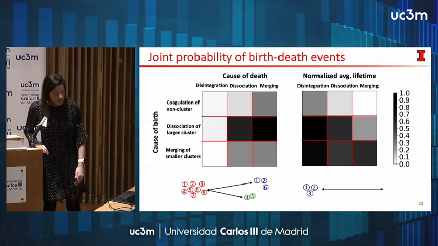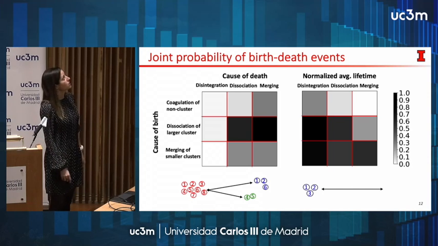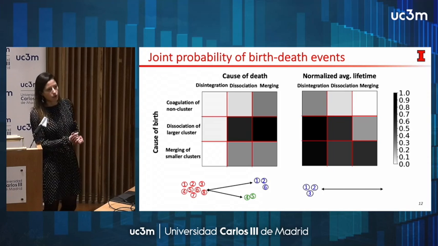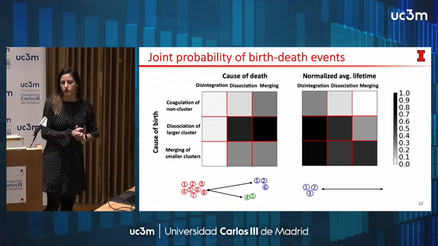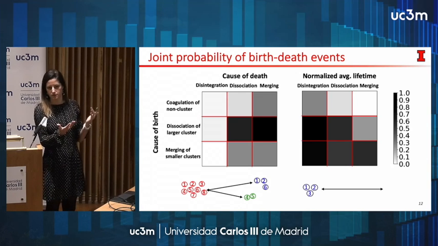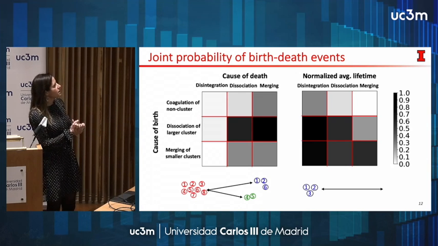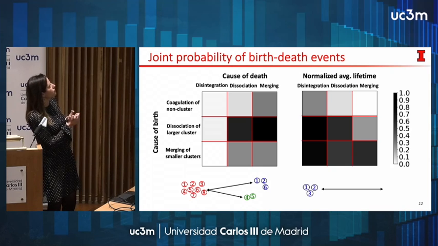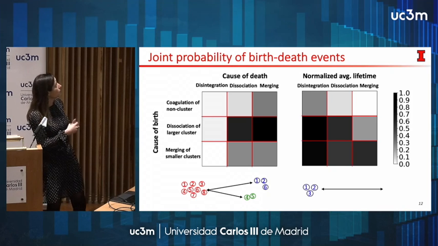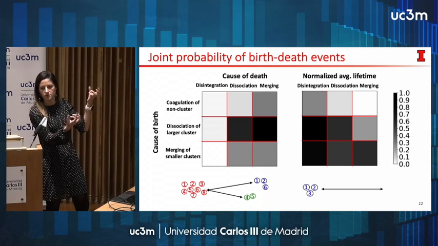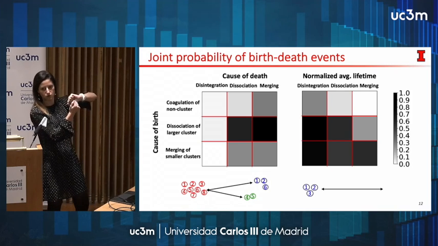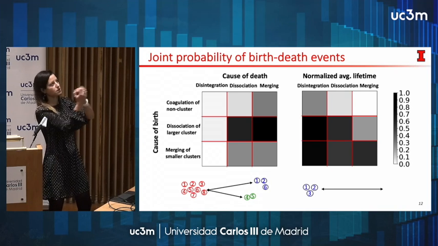So these are just some examples, things that we can look at. We can look at what is the most probable cause of birth and of death of a cluster, right? So we see, and these are just probability maps of things, that the most probable birth event of clusters is that they dissociate from a larger cluster. So a cluster breaks up into smaller ones, and they die when they merge together with another one.